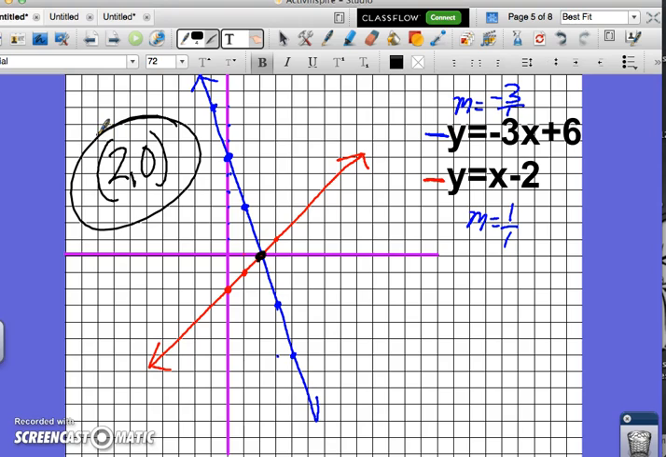So there you have it. That's how you find the solution to a system of equations by graphing. Hopefully this clears things up. We're going to do lots of practice of this in class.